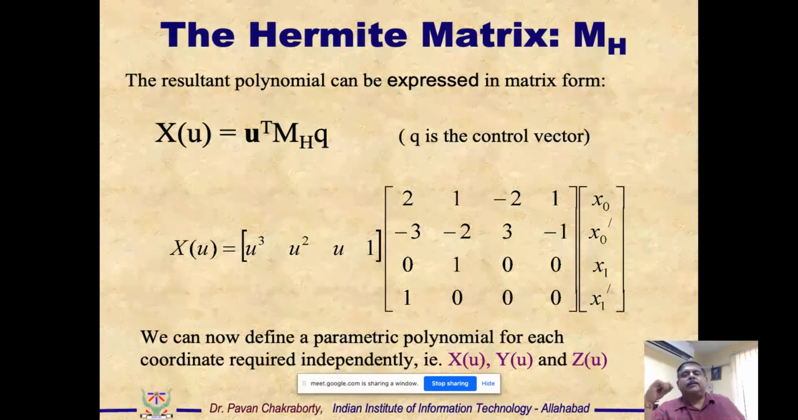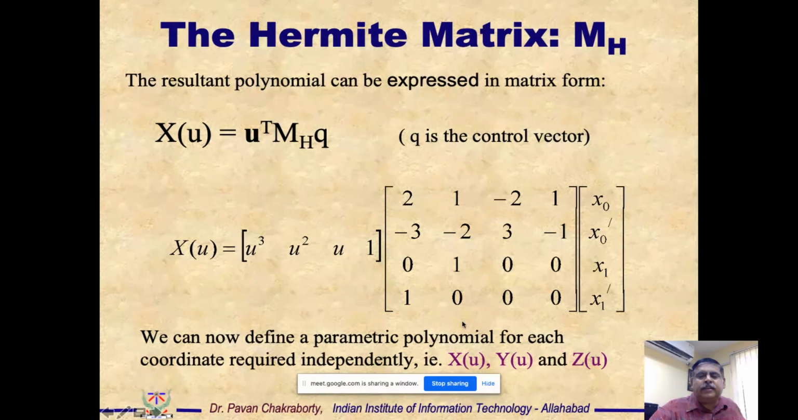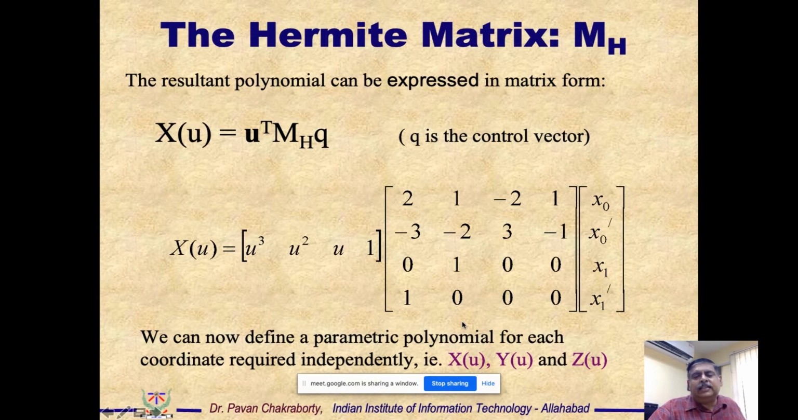So it is a unique matrix, and we'll call it the Hermite matrix. Now, if I multiply this parameter vector u with this matrix, I'll get the 4 parameters, and each one would be a polynomial, as you see here. It will be a vector of 4 polynomials, and these polynomials are called the Hermite polynomials, or the Hermite special functions.